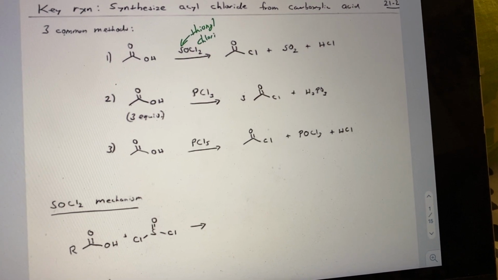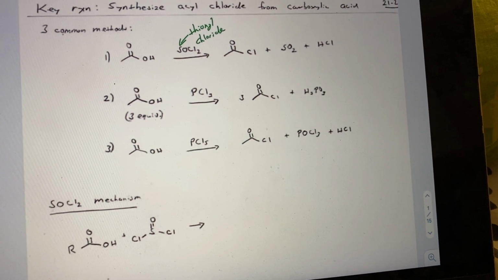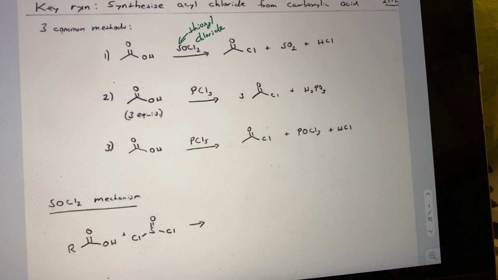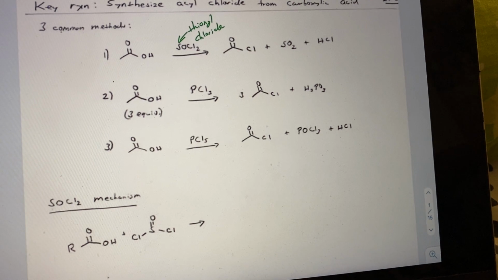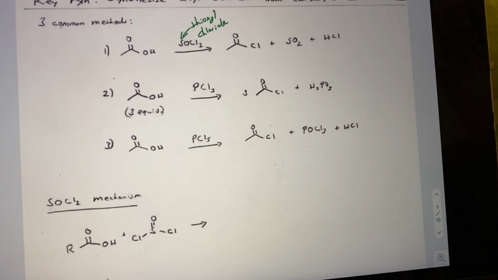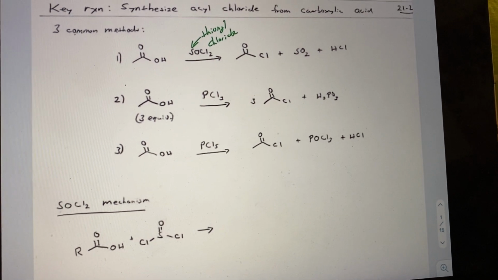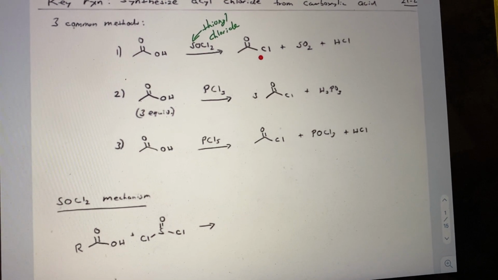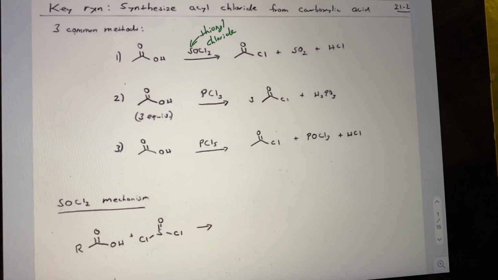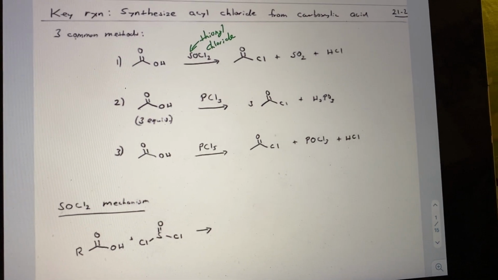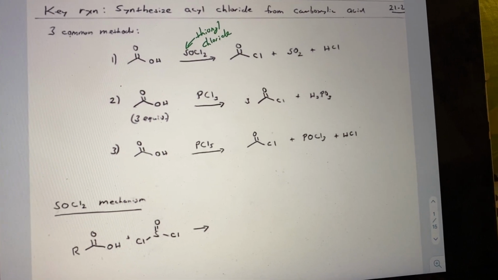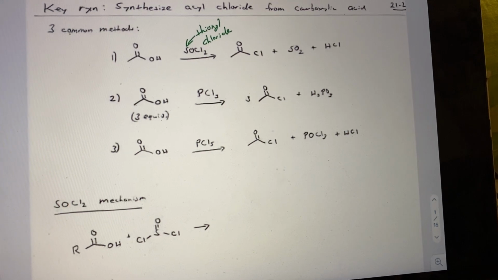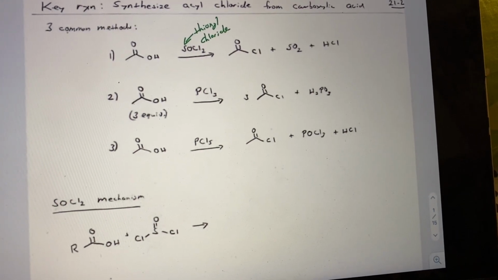And you may have seen this reagent in OChem 1 for turning an alcohol into a chloro substituent. So it's also used for that. And that's the one that we're going to consider in a little bit more detail in a minute. But what this does is it generates the acyl chloride, sulfur dioxide, and HCl. We're not going to go through the mechanisms for these other two, and I don't expect us to memorize them. But just be aware that there are other ways to do this.